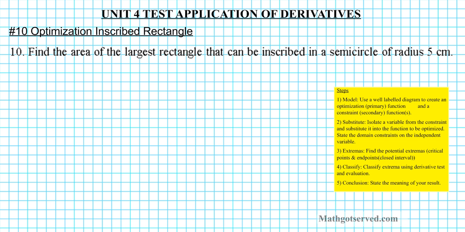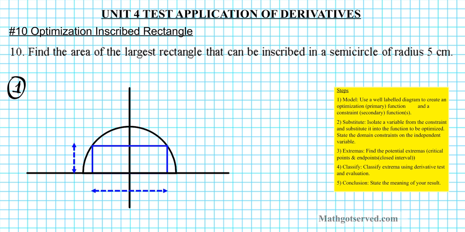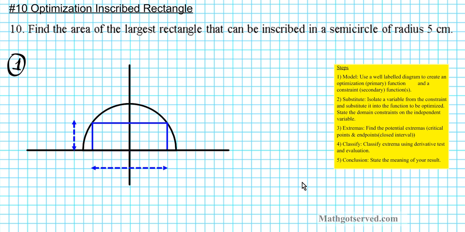If you notice, I have a little guide here of a copy of the document I just went over, so you can refer to it as I solve the problem. So number one, what are we going to do? We're going to model. Now, is it beneficial to draw a diagram in this problem? Absolutely. We want to sketch a rectangle inscribed in a semicircle of radius 5 centimeters. There goes a sketch of the semicircle and the inscribed rectangle. So the radius of our semicircle is 5 centimeters.